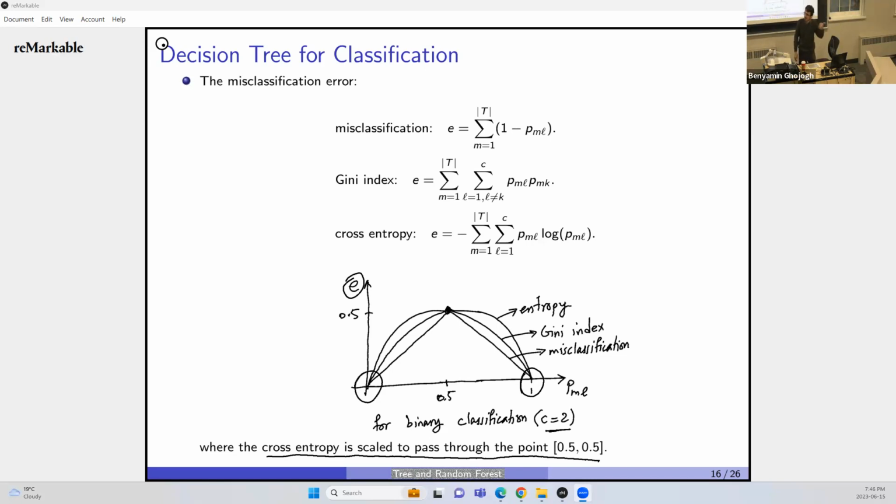Because when PML is almost 0, another PML, PMK, will be close to 1. They are adversarial. If one of them is close to 1, the other one is close to 0. Therefore, in both of these regions, the error is low. But when PML is half, it's confused for all of the classes. Here, as we have 2 classes, it is half the confusion, right?